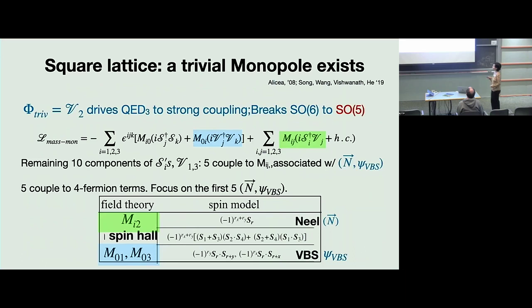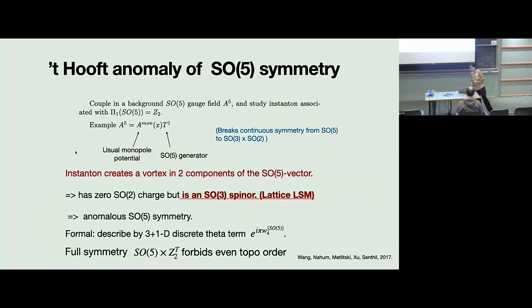There is some complication in that the monopoles are complex operators. So the 5 uncondensed monopoles have 10 components, and 5 of them couple to the fermion bilinear and transform as the 5-dimensional order parameter, and the other 5 of them couple actually to the 4 fermion terms, which is supposed to be more irrelevant. So we will focus on the first 5, namely the 5-dimensional order parameters.